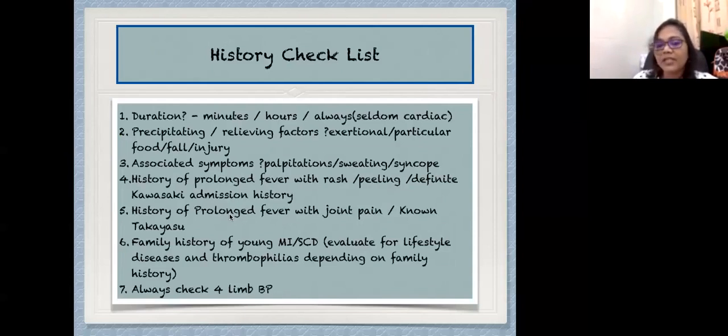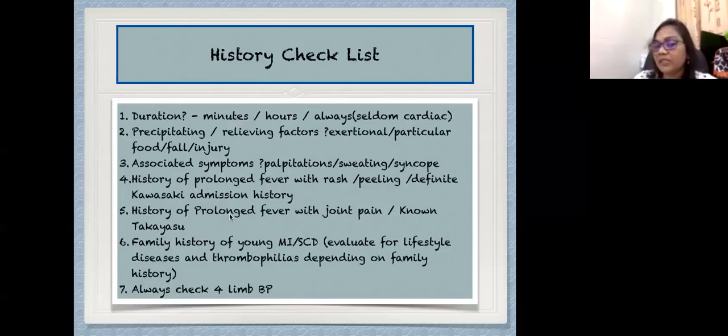You have to ask about associated symptoms. This is very important. If chest pain is associated with either sweating or syncope or palpitations, it could be a cardiac cause. You have to definitely ask and rule out history suggestive of Kawasaki, whether there is a clear-cut history of admission for Kawasaki, or whether there was a history of a prolonged fever with rash or peeling, which could suggest undiagnosed Kawasaki. You have to ask about prolonged fever with joint pains, or see whether the patient is already a known Takayasu patient presenting with chest pain.